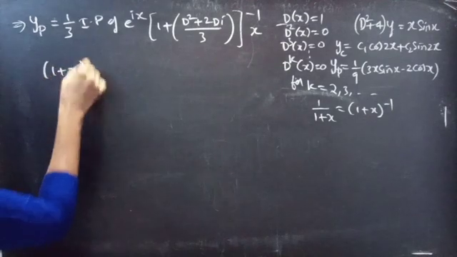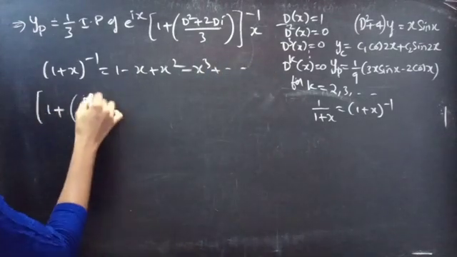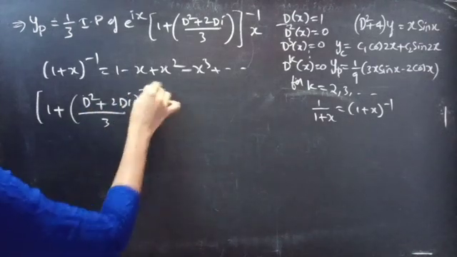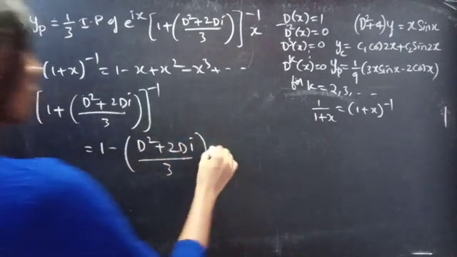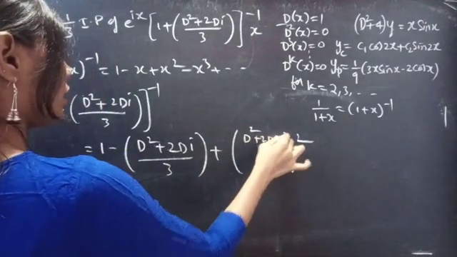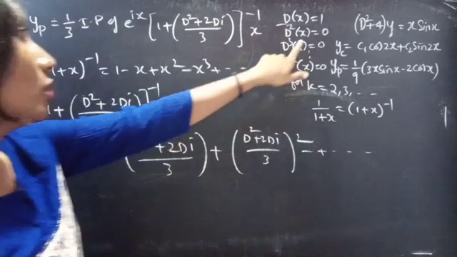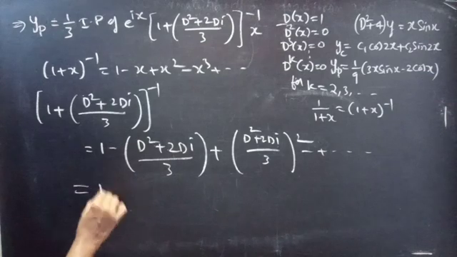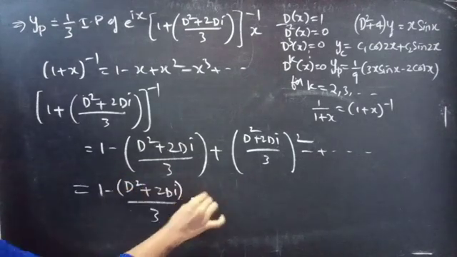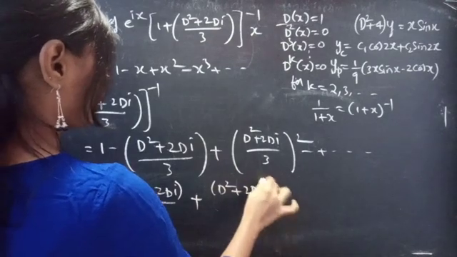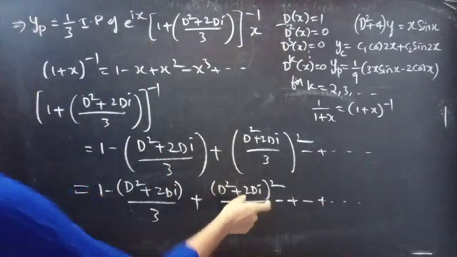We know that 1 plus x whole inverse equals 1 minus x plus x square minus x cube plus and so on. Then let's expand 1 plus d square plus 2di by 3 whole inverse, which equals 1 minus d square plus 2di by 3 plus d square plus 2di whole square by 3, minus plus and so on. We know that higher derivatives of x from d square onwards are 0, so we can neglect higher derivatives. Let's see what happens if we expand d square plus 2di whole square.